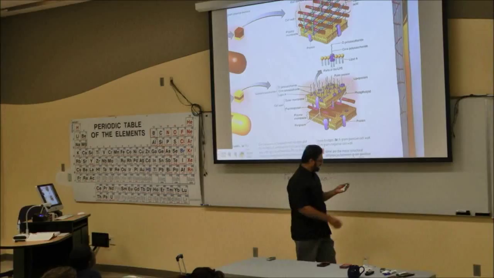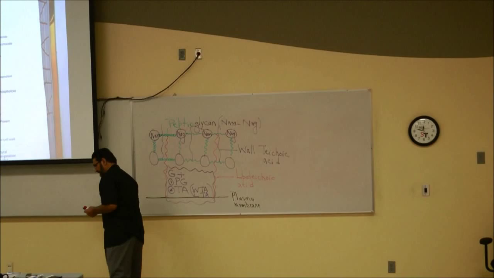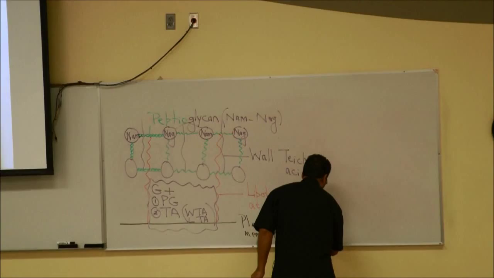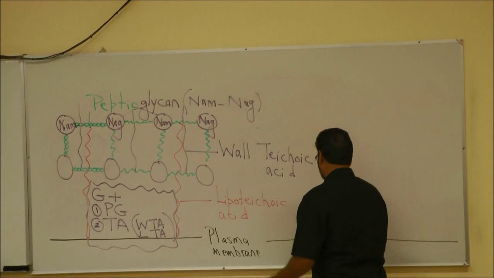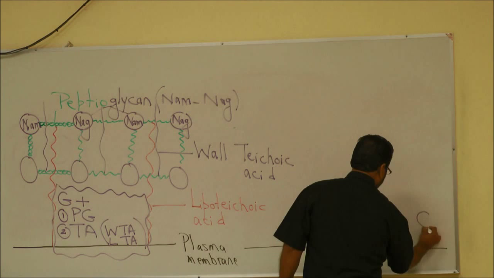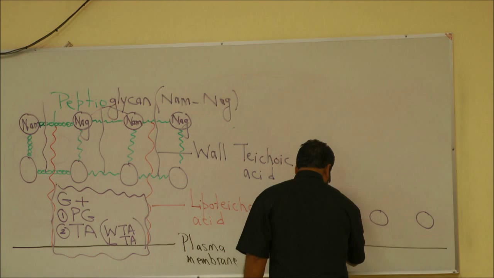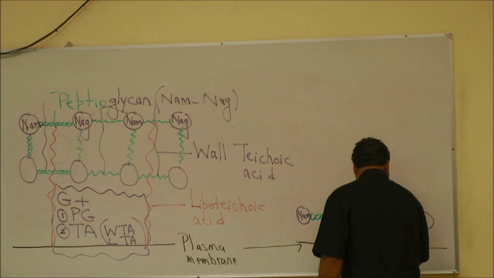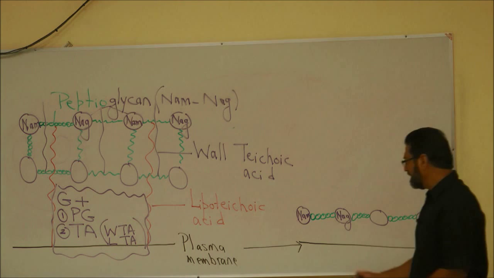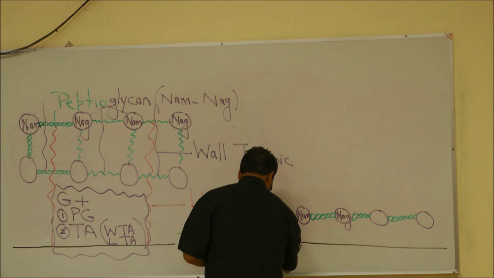Positive one. All right. So here is the plasma membrane, right here. And then how many layers should I draw for peptidoglycan? Maybe one. NAM, NAG, NAM, NAG, NAM, NAG. So that's your peptidoglycan. NAM, NAG, and so on. Okay. So one layer of peptidoglycan, PG.